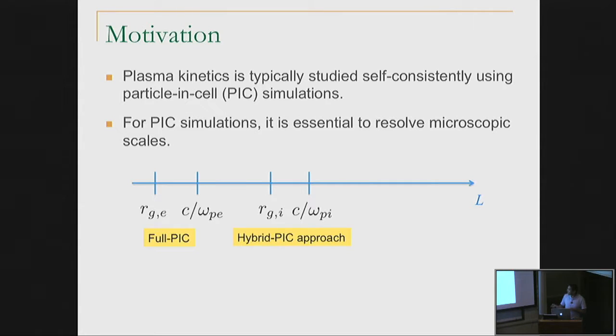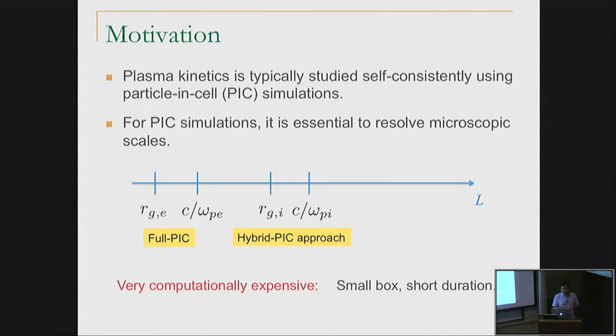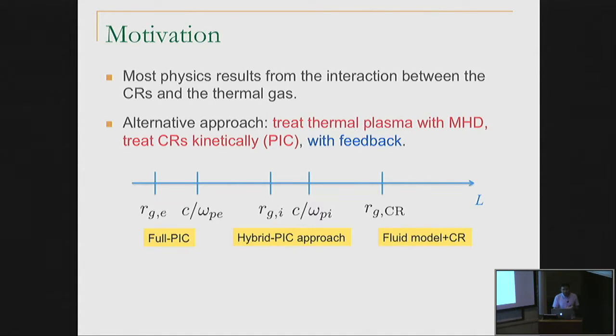You can also do the so-called hybrid-PIC approach, where you treat electrons as a massless conducting fluid, while you treat all the ions as particles. In that way, you get rid of the small electron-scale physics, but you still get all the ion-scale physics, and you have to resolve this ion skin depth or ion inertial length scale. Both of them are still tiny plasma scales. This means that performing PIC simulations is very computationally expensive, you are limited to relatively small boxes, and you cannot run them for a very long time. For the problem of cosmic rays, most of the physics resulting from this interaction is the interaction between the cosmic rays and the gas.